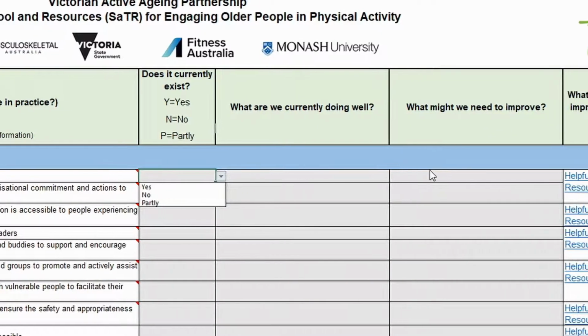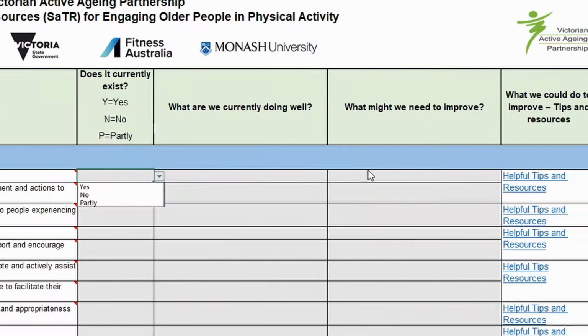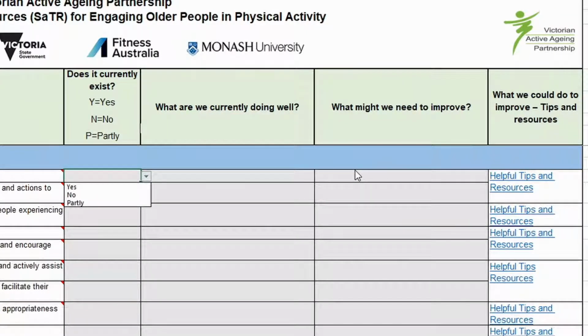Next, you are asked to note down what you might need to improve in relation to the key feature. Remember, no one outside your organisation will see your responses here unless you decide to share them with others, so be honest and open in identifying aspects that need improvement or possibly don't currently exist. Even well-functioning organisations and services have things that they could improve or which could be better.